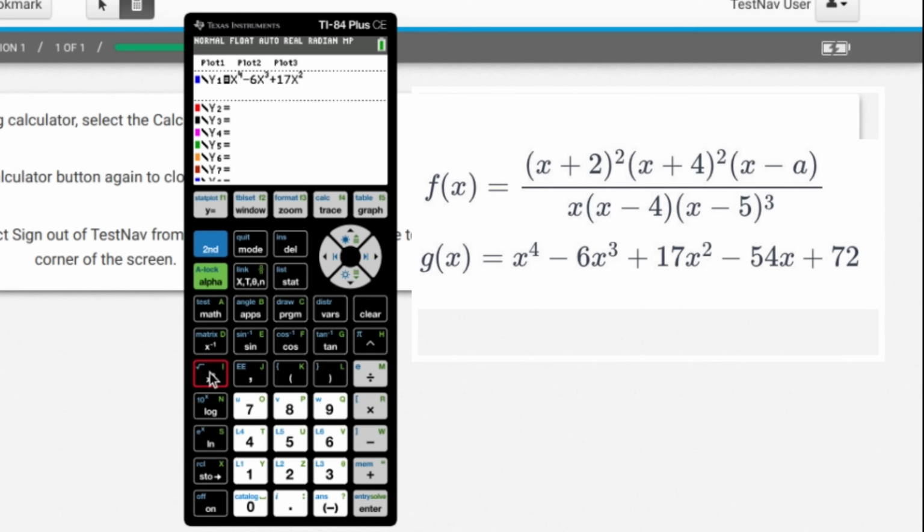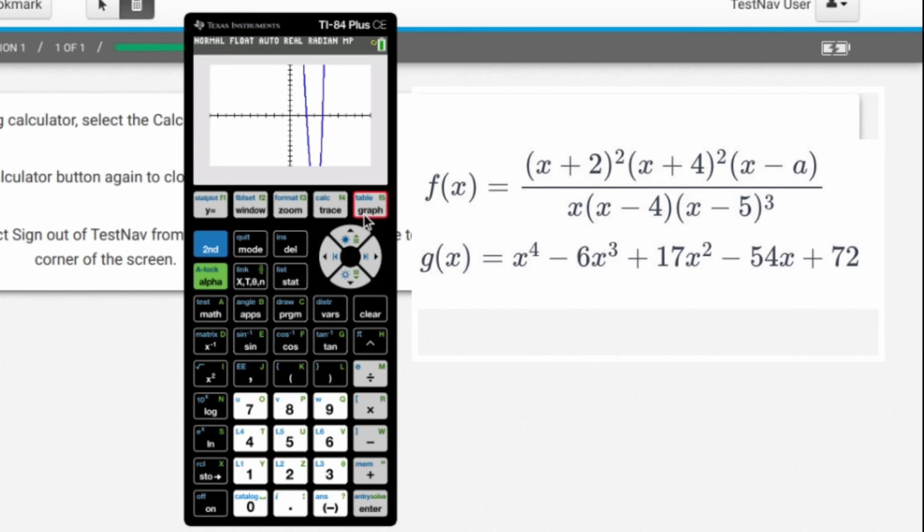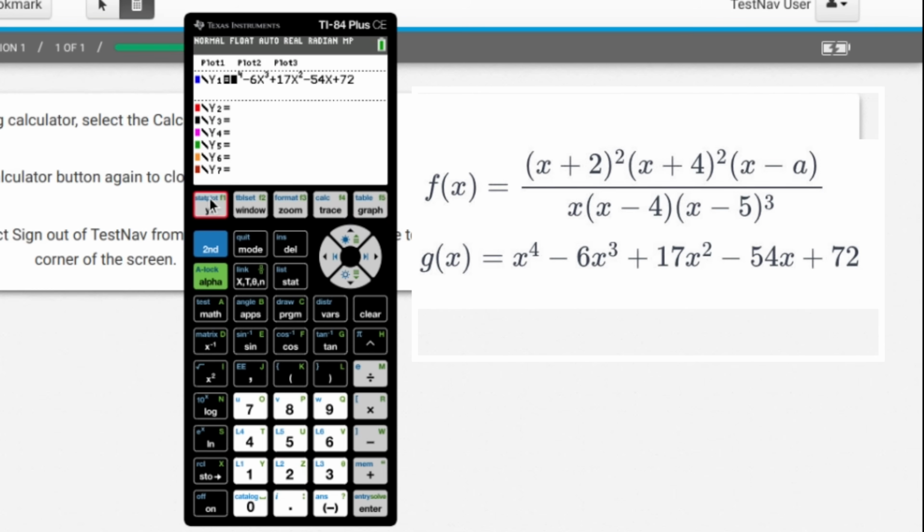There's my x squared button, minus 54x plus 72. Let me just double check, make sure I didn't make any typos because that would derail the entire problem. I'm good. Let's graph. All right, now this is a quartic. I'm expecting it to hit my x-axis 4 times because it's a quartic.